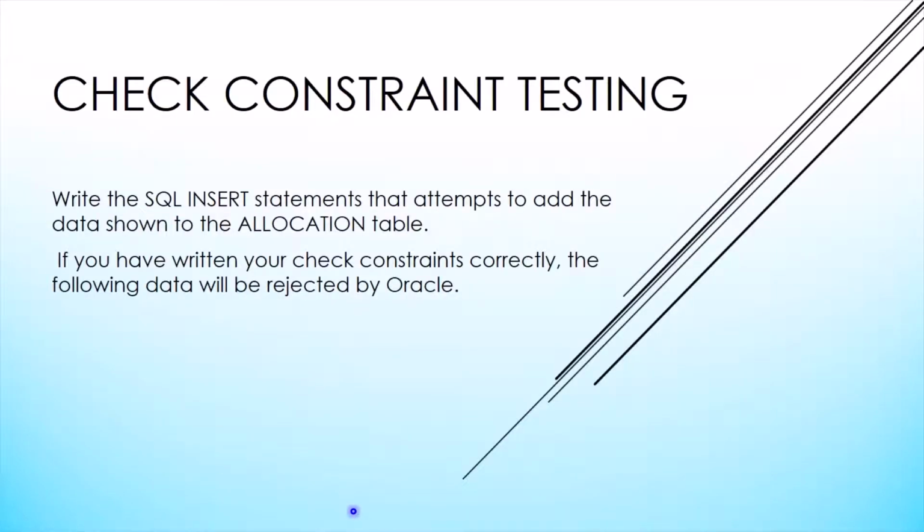Let's talk about check constraint testing. This is the Assessment 1, 1.9 test. Write the SQL insert statement that attempts to add the data shown to the allocation table. If you have written your check constraint correctly, the following data will be rejected by Oracle. This is the check constraint testing answer. This is the screenshot, and let's talk about the second one.